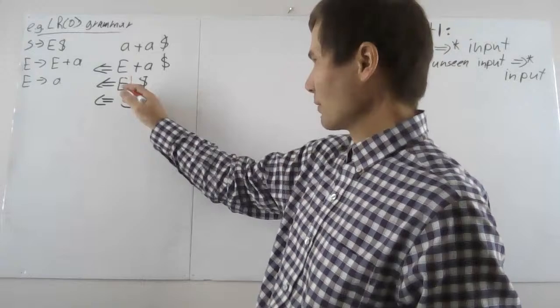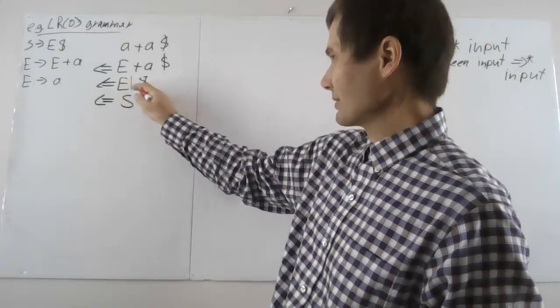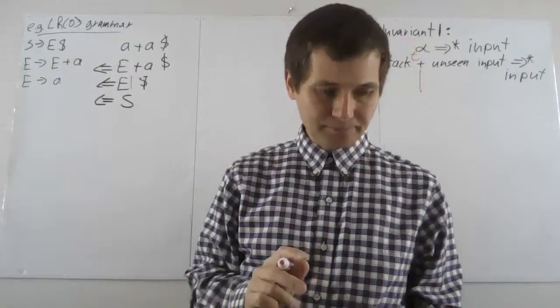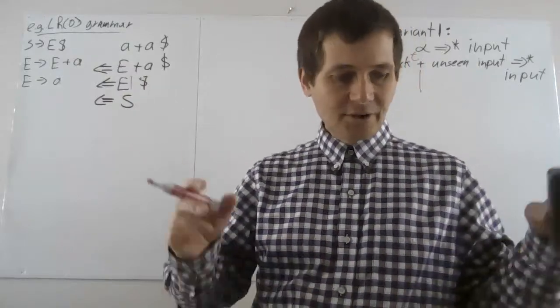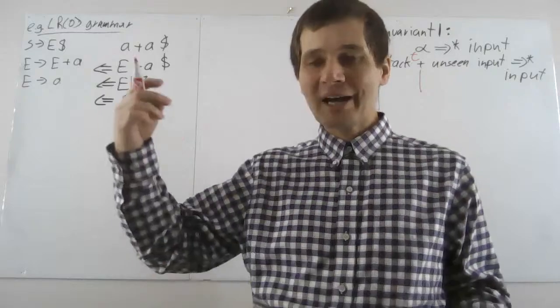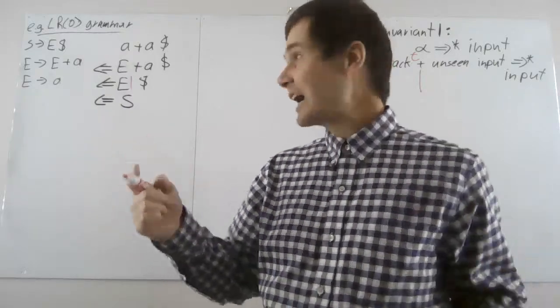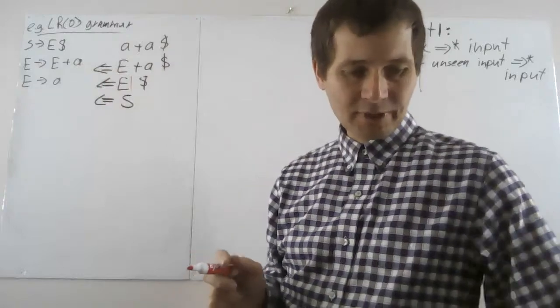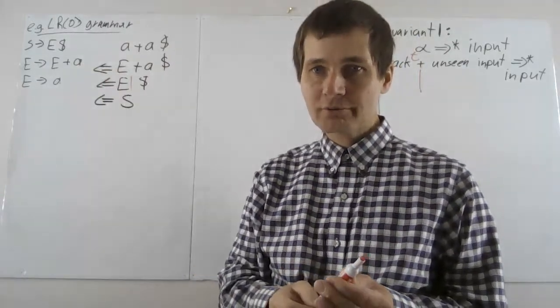And if you wanted to take one more step, you could shift the dollar sign on and do one more reduction and get the start symbol. Okay, so now let's write down the algorithm and look at how we're going to make the right choice of when to reduce and which rule to reduce by.